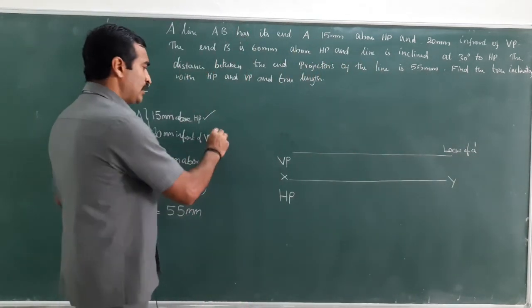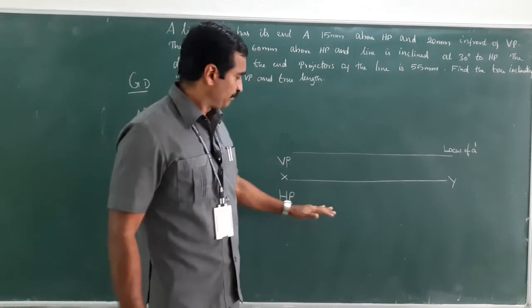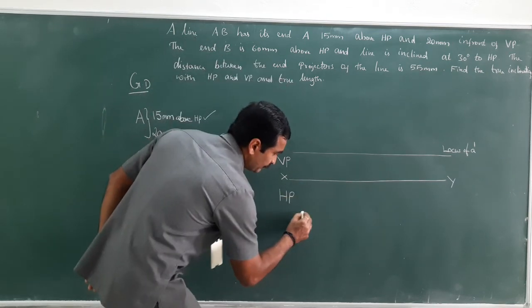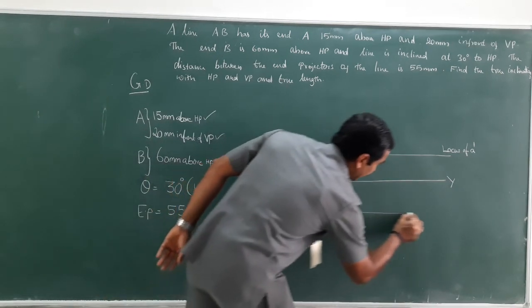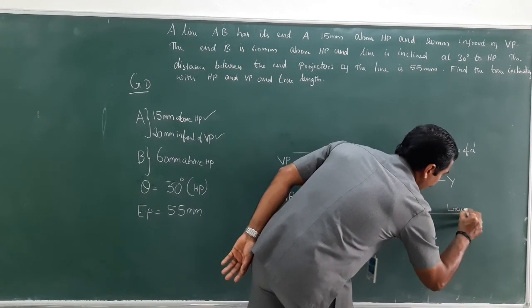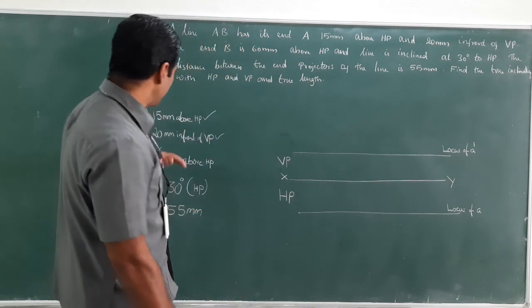Next, 20 mm in front of VP, which will reflect on HP. So, take 20 mm from the reference line and draw a parallel line to the reference line. This is nothing but locus of A, right.